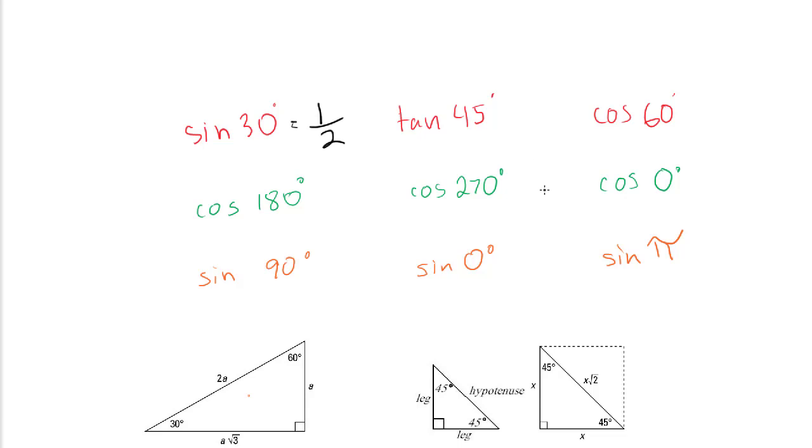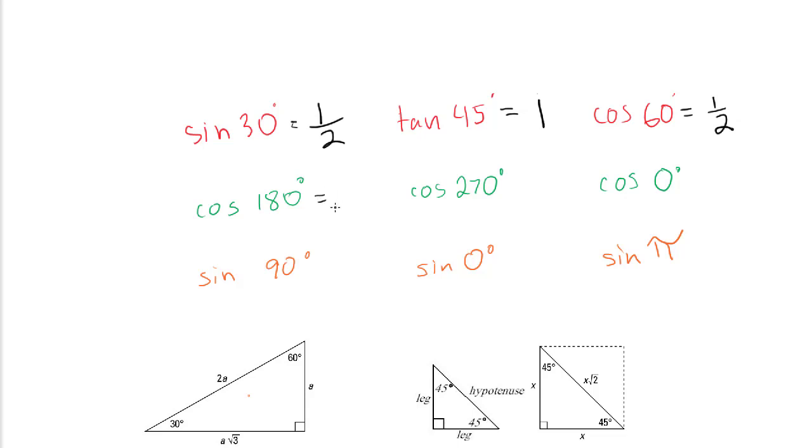Tangent of 45, that would be the x on the opposite side of 45 divided by the x adjacent to 45, which is x over x, or simply 1. Cosine of 60 degrees. We know our cofunction rule. The cosine of 60 is the sine of 90 minus 60, so it must equal the sine of 30. 1/2 is the cosine of 60.